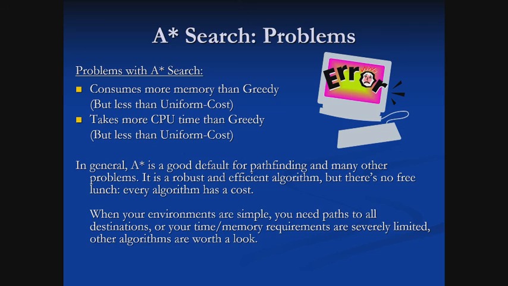But making it higher than one will make it more like greedy, and as we have just mentioned, greedy runs faster and uses less memory. But greedy is not optimal or guaranteed to find an optimal solution. So we can make that H weight a little higher and start to make this A star algorithm run faster and use a little less memory, but we can't guarantee we get optimal solutions anymore.